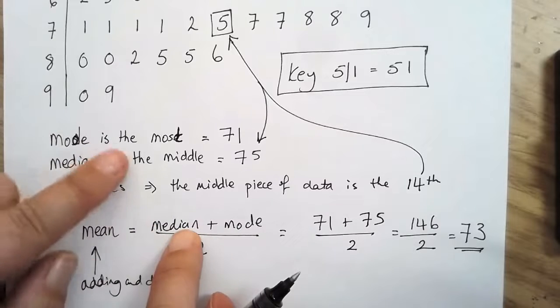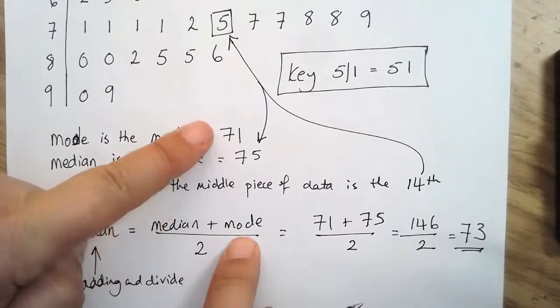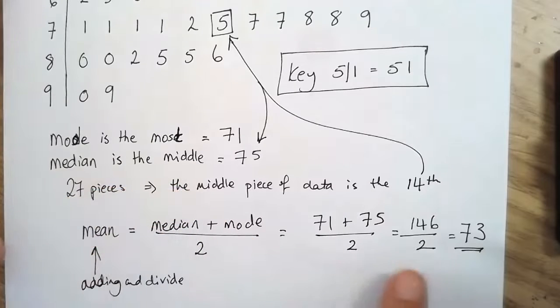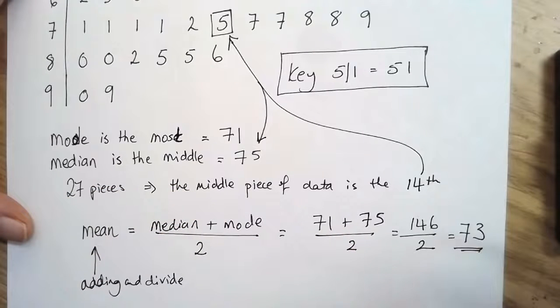But the median piece of data is 75. The mode is 71. You add and divide by 2 because there are 2 pieces of data to get 73. And 73 is the answer.